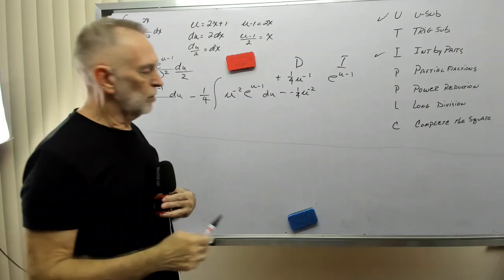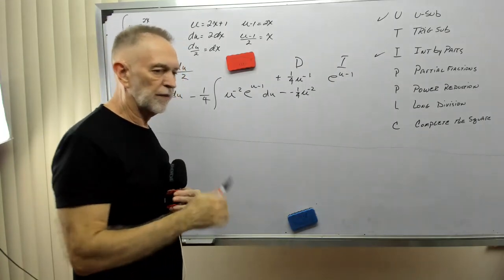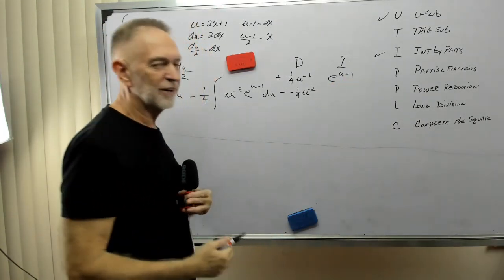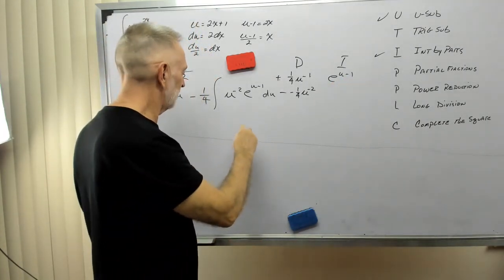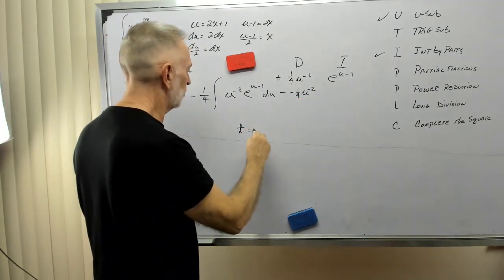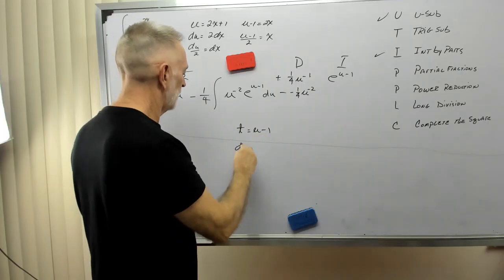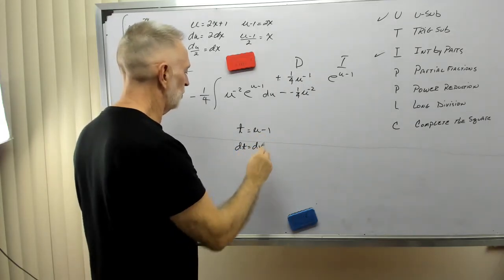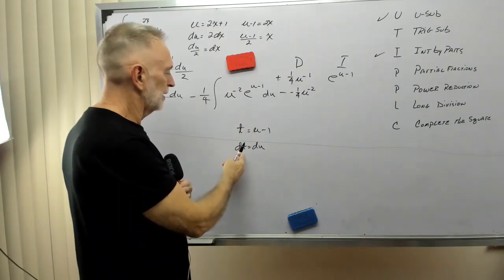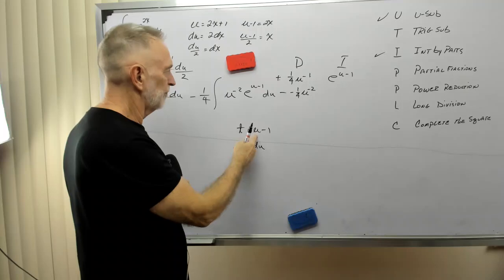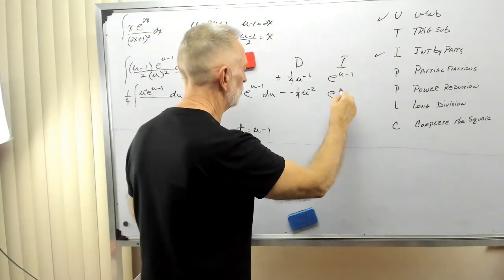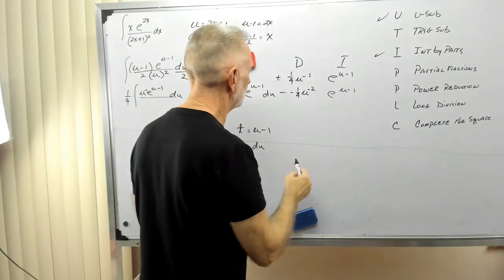Now you know the integral of e to the u du is e to the u. But since I already have a u here, I need to pick a different variable, just to be clear. So I'm going to let t equal u minus 1, dt equals du. So the integral of e to the t dt is just e to the t, which is e to the u minus 1. So the integral of e to the u minus 1 is e to the u minus 1.